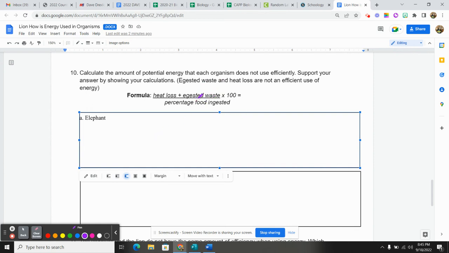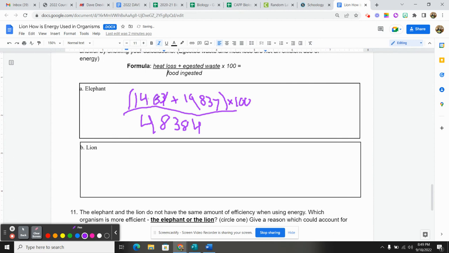And what we are going to do is do this little calculation here to figure out the efficiency of our diet. All right, so pardon my very sloppy drawing, but the way that we're going to plug this in is we have our heat loss, so 14,031 plus 19,837. That is our adjusted waste. I'm going to add those together and then divide that by the total calories of food ingested and then multiply that number by 100, and I should get around 70.